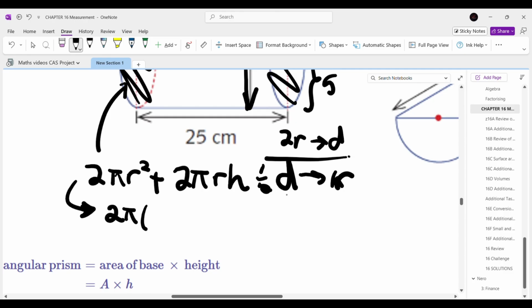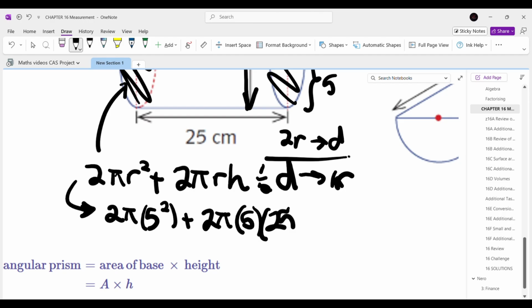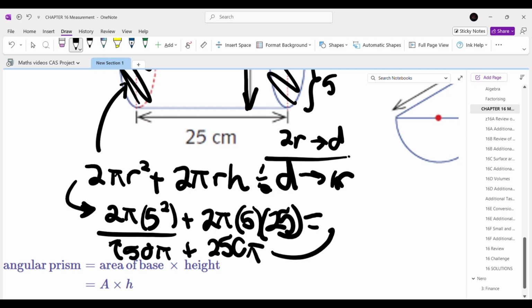So 2 pi times 5 squared plus 2 pi times 5 times 25, and this should give us our surface area. This simplifies down to 50 pi, and this simplifies down to 5 times 25 is 125, times 2 is 250 pi. So in conclusion, this just becomes 300 pi centimeters squared.